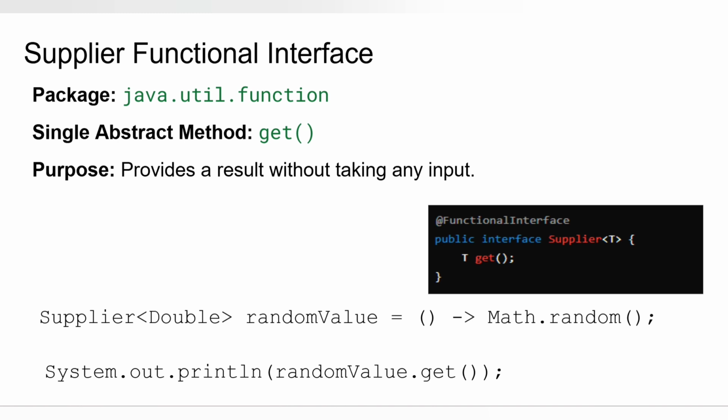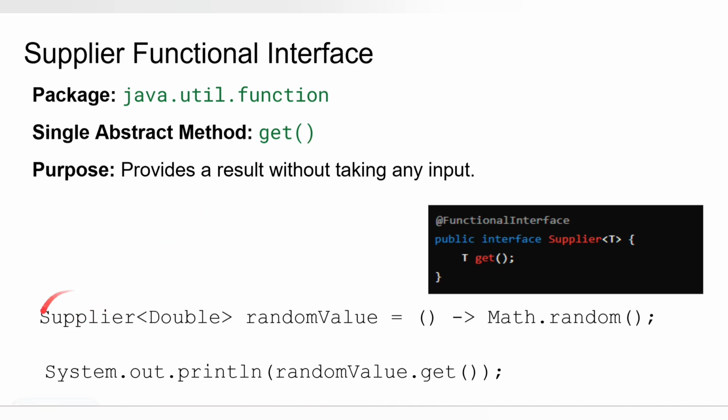Before supplier functional interface, we have seen about predicate. So predicate was taking an input and it was returning a boolean result. Then we had the function interface. In function interface, it was taking one input and it was returning one result. Also, we have seen about consumer interface. Consumer interface was taking input, but it was not returning a result. But supplier interface will not take any input, but it will provide you a result. That's why its name is supplier.